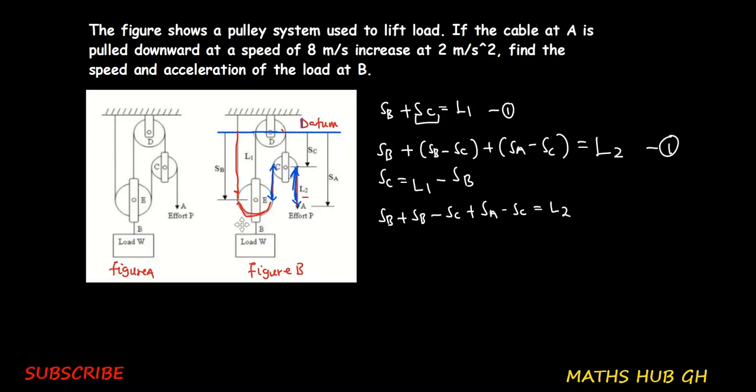So we're going to have 2SB minus 2SC plus SA.